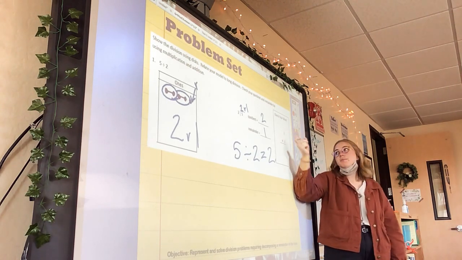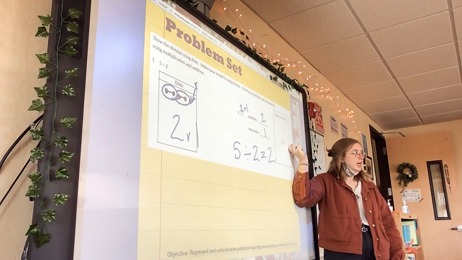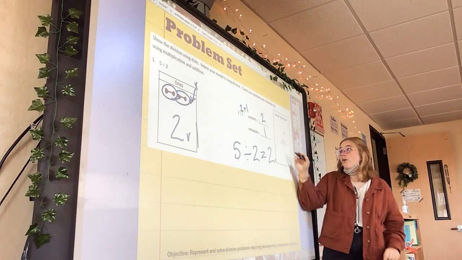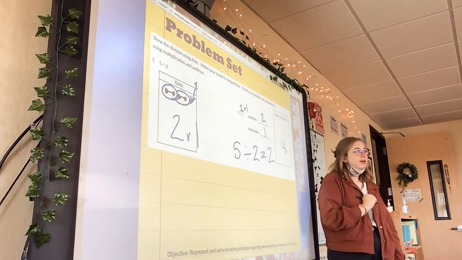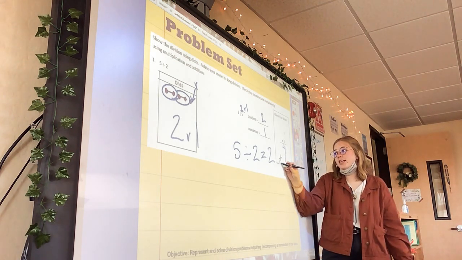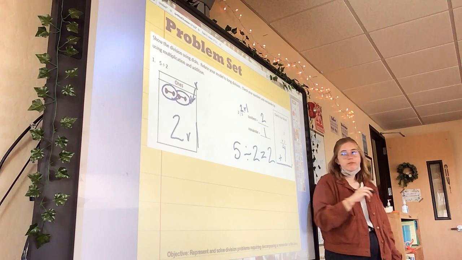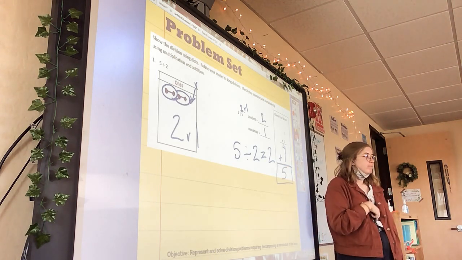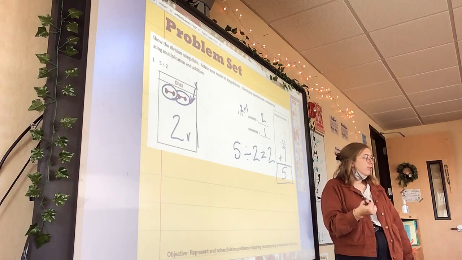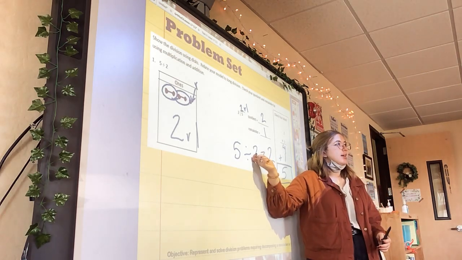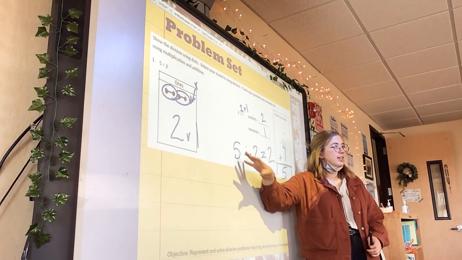Quotient times divisor, okay? What is 2 times 2? 4, okay? What was my remainder? 1. So you add the remainder. What's 4 plus 1? 5. So there's my dividend. You multiply the quotient and the divisor, and then add the remainder, and you should get the dividend.